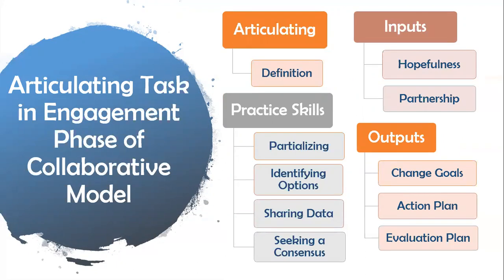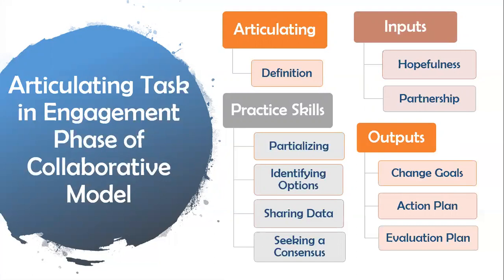So articulating is essentially the process of taking all of the information that was gathered during the pre-engagement phase and using that to identify the client's priorities, as well as develop measurable goals and a plan of action. The input skills in articulation involve hopefulness and partnership, which builds a foundation of trust between the client and social worker.